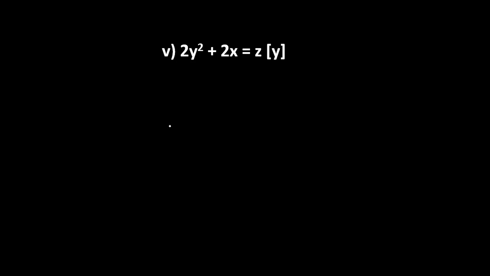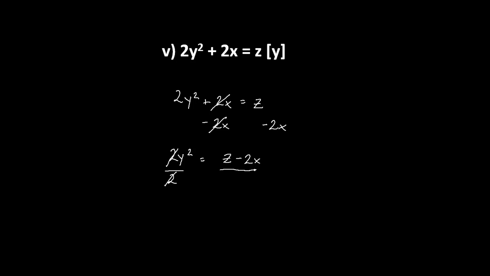Okay, so we've got another example here, 2y squared plus 2x is equal to z, and we want y. So again, let's get rid of the 2x here. So it'll be minus 2x, they cancel. Also minus 2x on this side, so 2y squared is equal to z minus 2x. We want y on its own, so if we divide this side by 2, that cancels 2, but we also want to divide this side by 2. So that leaves us with y squared is equal to z minus 2x over 2.